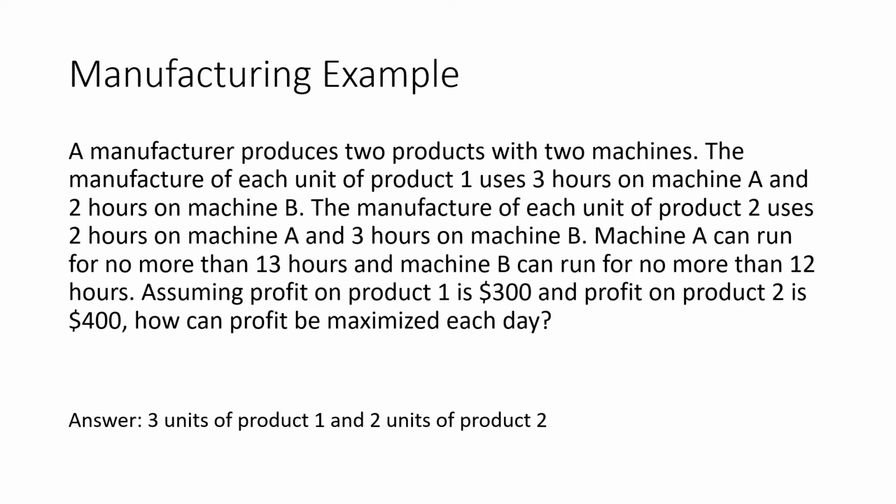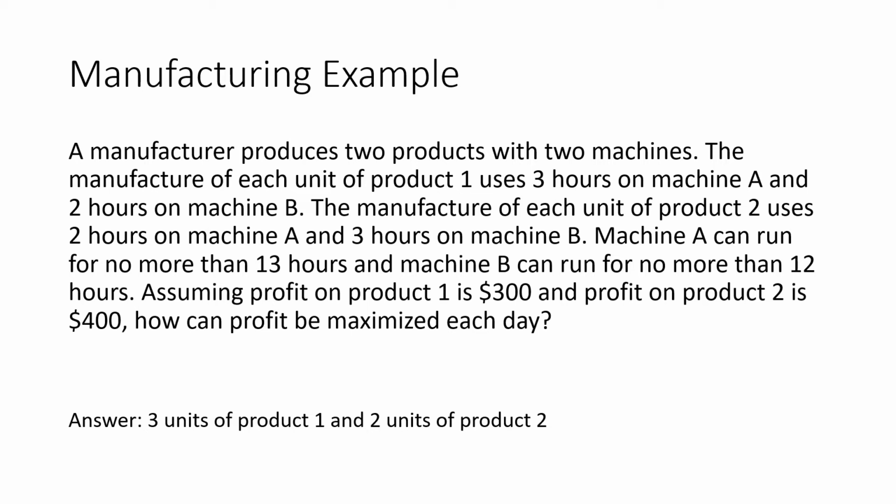So here's a manufacturing example. For this section, I'm going to be giving a few word problem examples and trying to interpret what some of the numbers mean in the primal and in the dual. Say a manufacturer is producing two products with two machines. Each unit of product 1 uses 3 hours on machine A and 2 hours on machine B. Each unit of product 2 uses 2 hours on machine A and 3 hours on machine B. Machine A can run no more than 13 hours and B no more than 12 hours.